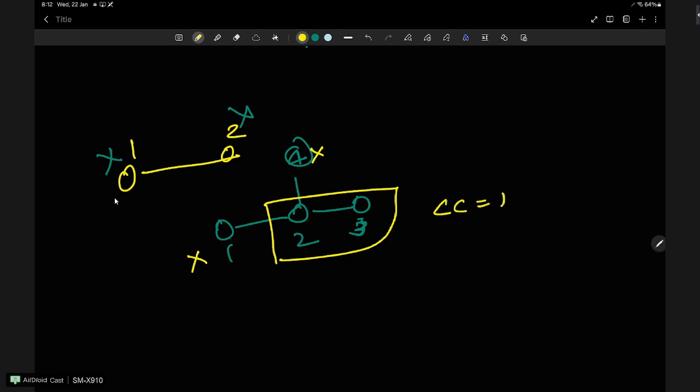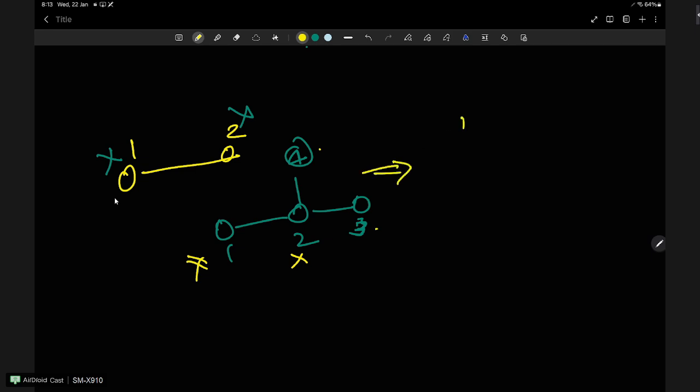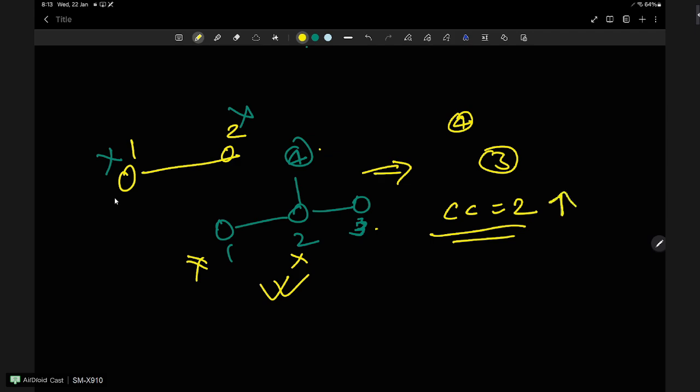But if we select vertex 2 and either 1, or 4, or 3, the resulting graph would look something like 4, 3. So the total number of connected components here is 2. So for this tree, the maximum number of connected components we can get is 2 after removing two vertices. It can be 2 and any of the rest, like 1, 4 or 3. So this is what the question is asking for.